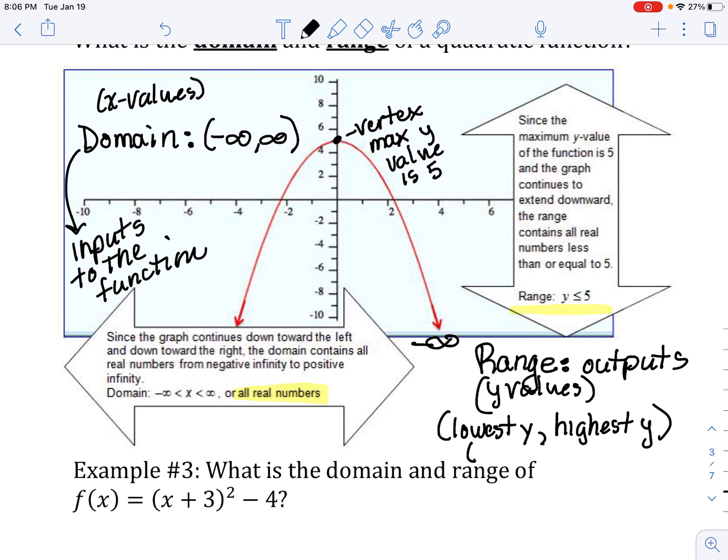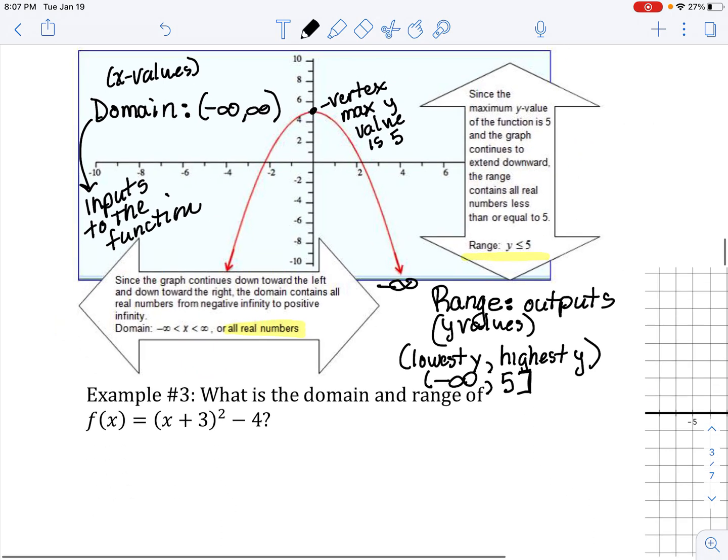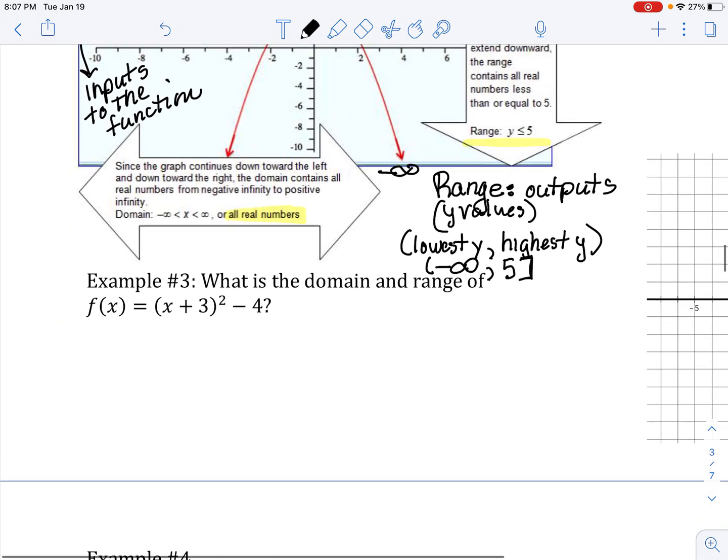The lowest y value here, look at the arrow, look at the red arrow. It's pointing down towards negative infinity. So negative infinity, comma, the highest y value is the max value. That's 5. And if you recall from last semester, bracket means include the value. Okay, that was a lot to take in. So let's do an example and I'll reinforce that.